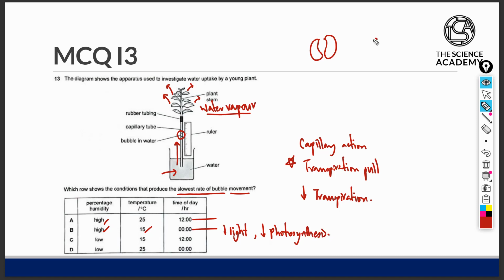Therefore, the stomata or the guard cells of the stomata is likely to be flaccid, and this can help reduce transpiration of the plant because less water vapor can exit the now closed stomata. Therefore, option B will be the correct answer.